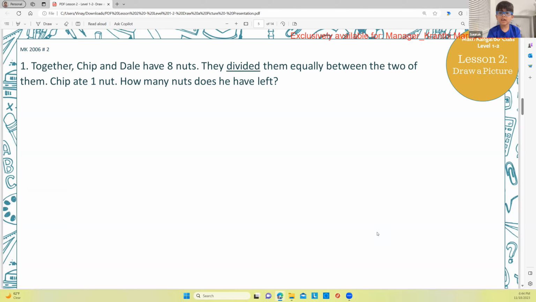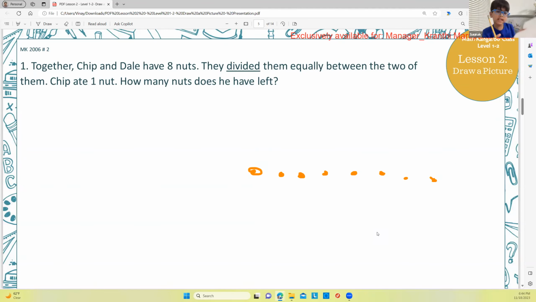Okay, so there would be 8 nuts. So let me just draw them on my paper because I can't draw. 1, 2, 3, 4, 5, 6, 7. I'll draw them for you on the screen. So there were 8, right? And they divided them equally, and there's 2 of them.